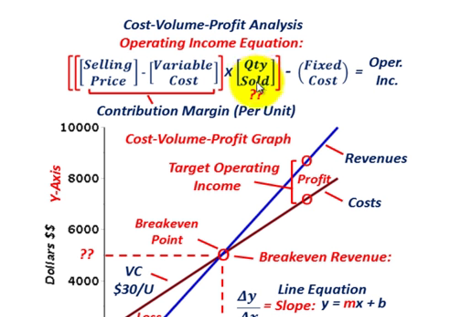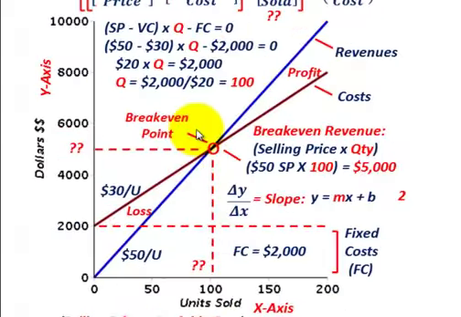Okay, so now let's move on to the problem itself. Now we're going to be calculating what they call the break-even point, and we're also going to expand that into calculating what they call some targeted operating income or some profit.